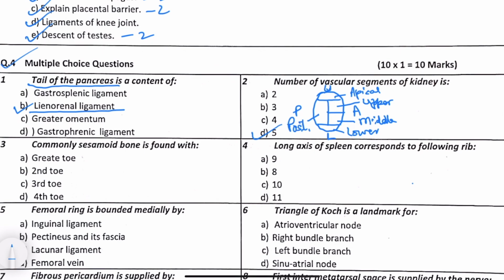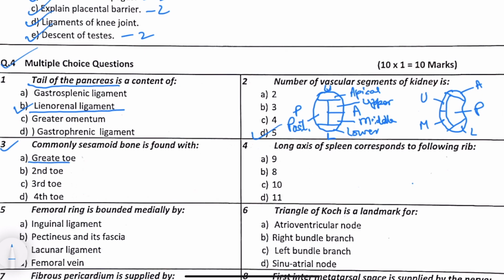So if you see the kidney from behind, you will find it like this. This is the left kidney seen from behind. This is the apical segment, the lower segment, the upper segment, the middle segment, and the posterior segment. That's why remember, the renal artery splits into 5 segmental branches in the renal sinus before entering into the renal column of Bertin.